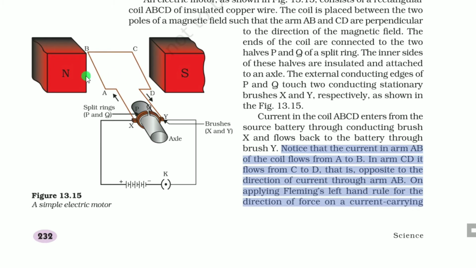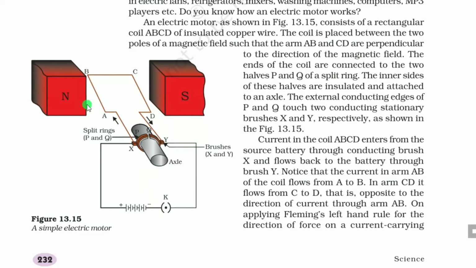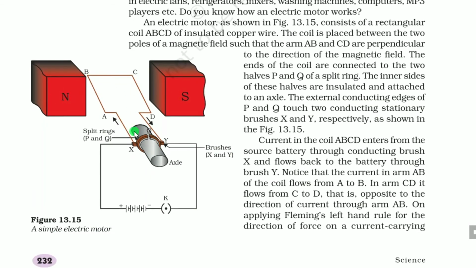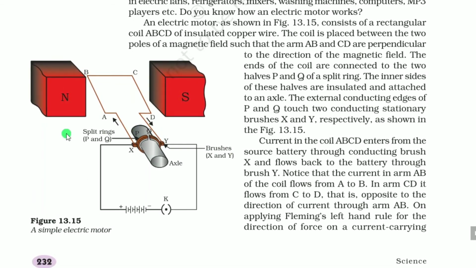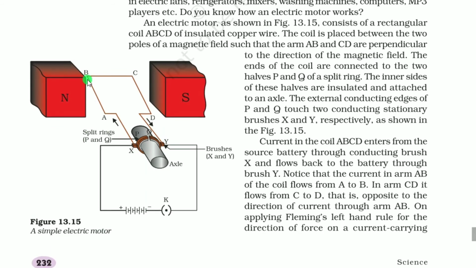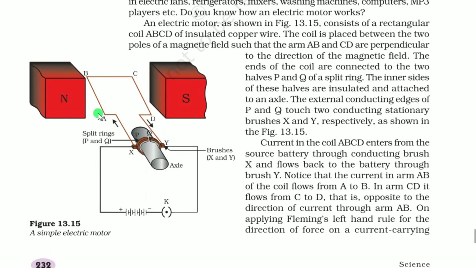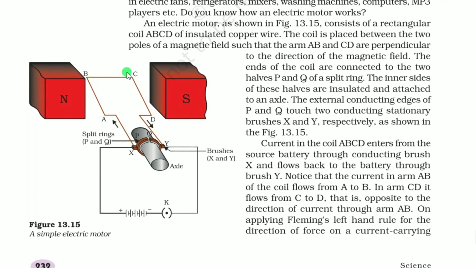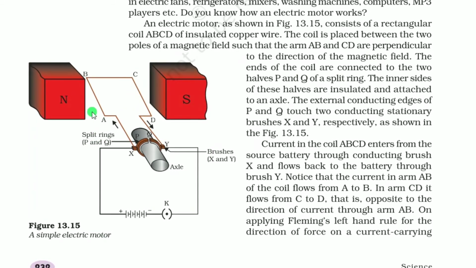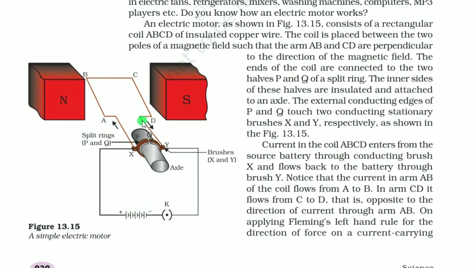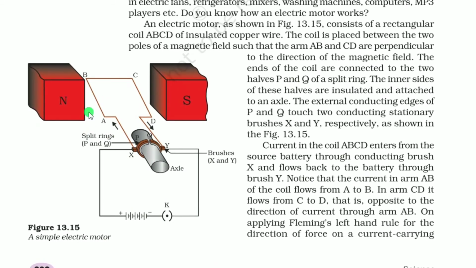On applying Fleming's left-hand rule for the direction of force on a current-carrying conductor in a magnetic field, see Fig. 13.13, we find that the force acting on arm AB pushes it downwards while the force acting on arm CD pushes it upwards. Thus the coil and the axle O, mounted free to turn about an axis, rotate anti-clockwise.